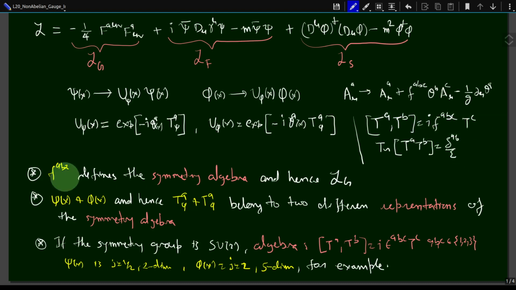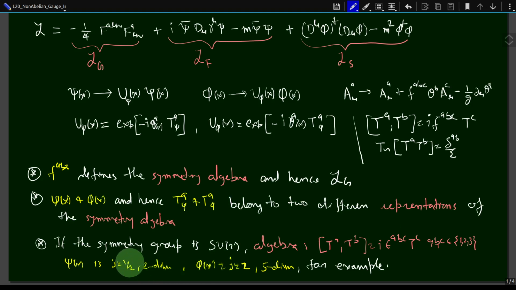Okay, so let's make a note of a couple of things. f^{abc}, the guy that appears on the right hand side of the commutator, defines what algebra we are looking at, and of course the range of these variables a, b, c, how many of these we have. So f^{abc} defines the symmetry algebra, and hence L_g, because L_g doesn't depend upon anything else. F_{μν} is a function of A_μ, which transforms as such. Now ψ(x) and φ(x), and hence the corresponding matrices, belong to different representations of the symmetry algebra, as I just said.